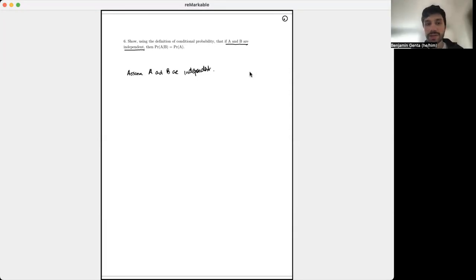What do we know about independent statements? The only thing we know is by rule 5. So by rule 5, I'll give you a second to think. The probability of A and B is equal to the probability of A times the probability of B. Okay, so I want to show that the probability of A given B is equal to the probability of A. Let's write the probability of A given B. We want to get the probability of A here. Can we get here? We don't know. Let's see.